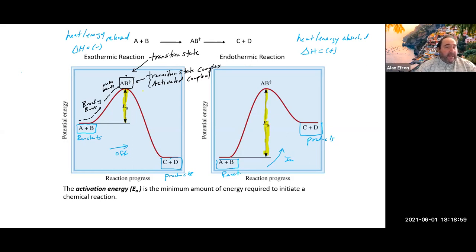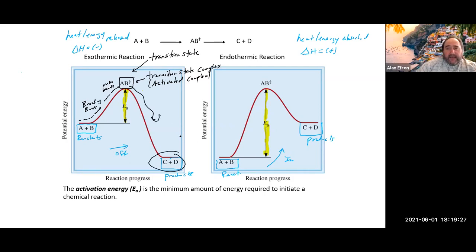It is actually something that has partially made bonds and partially broken bonds. So it's like this little transition guy that is going from our original bonds to starting to transition into making some of those new bonds. Because it's really high in energy, it doesn't hang around very long. It's not very stable, and it usually relatively quickly will drop down the hill towards the product side.